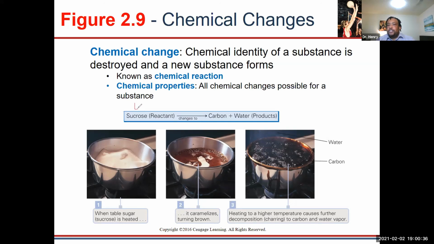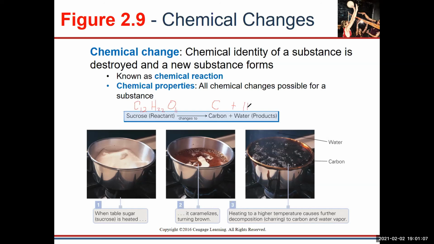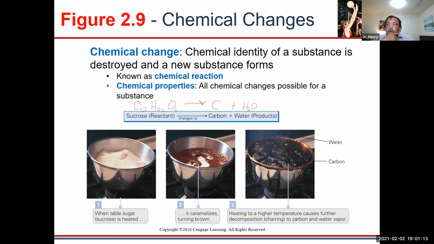Okay, so this is sucrose. Sucrose is a sugar. This is the chemical structure of sucrose: C12H22O11. The chemical symbol for carbon is just C. And what's the chemical symbol for water again? H2O. So this here represents one molecule of sugar.